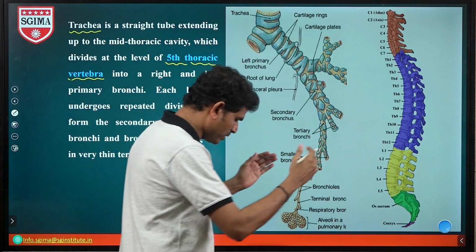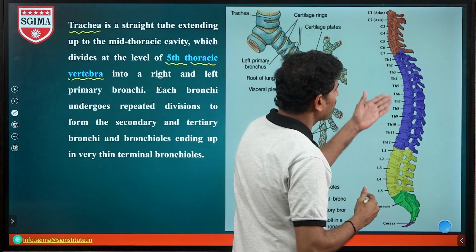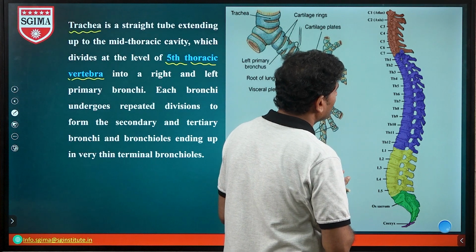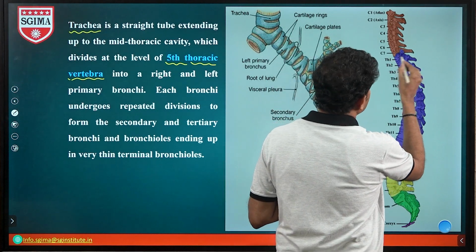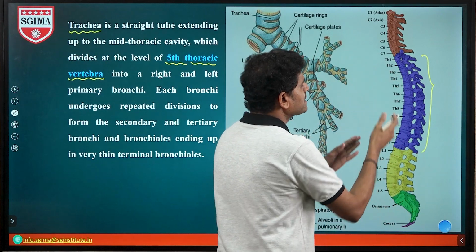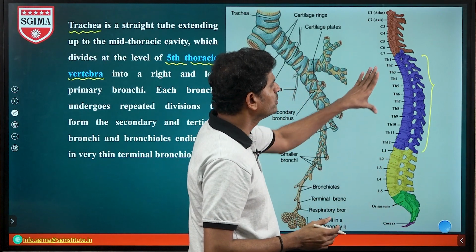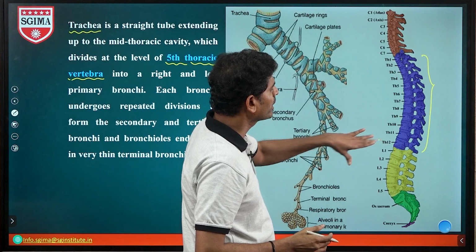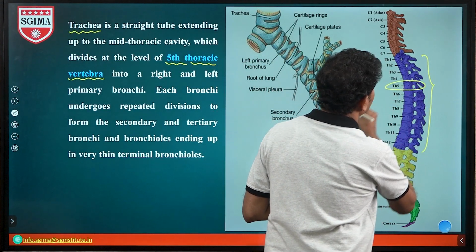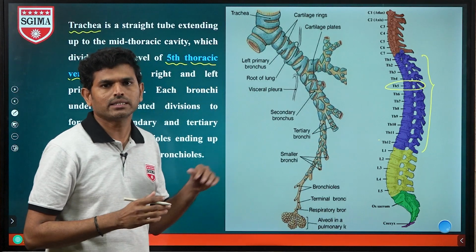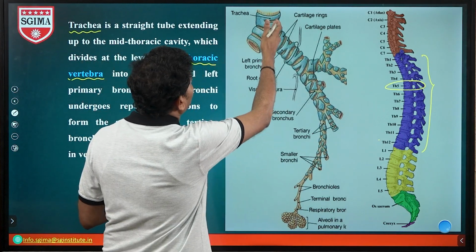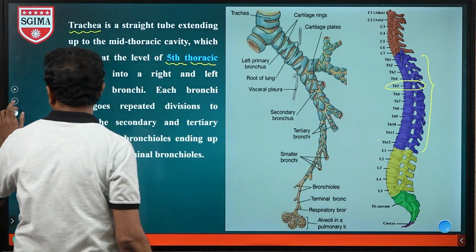Why did I take two diagrams here? The vertebral column is not directly related, but to know the exact location I took this diagram. This is the thoracic region, mentioned in blue color, the thoracic region of our vertebral column. These are called thoracic vertebrae. Which one is this? This is the T5 vertebra. At the level of T5, the trachea divides into two branches.